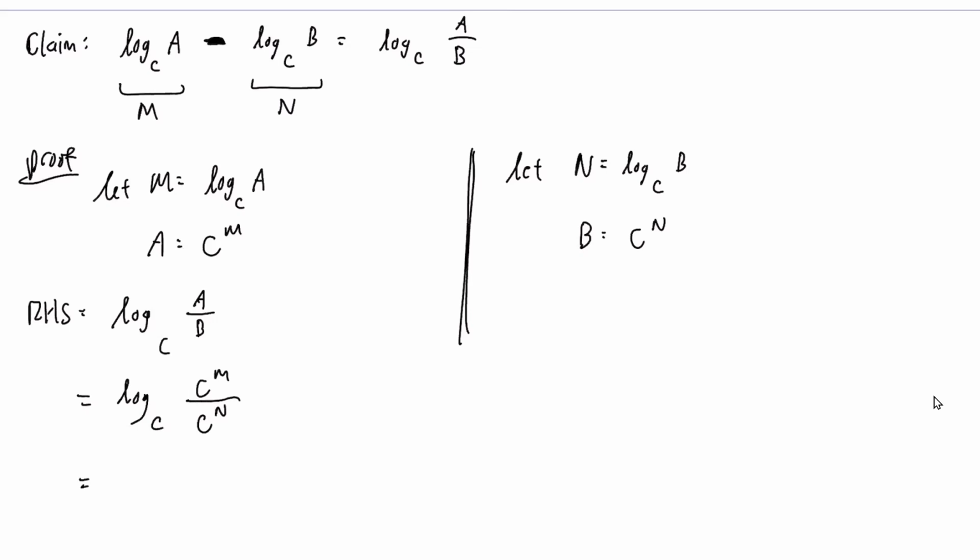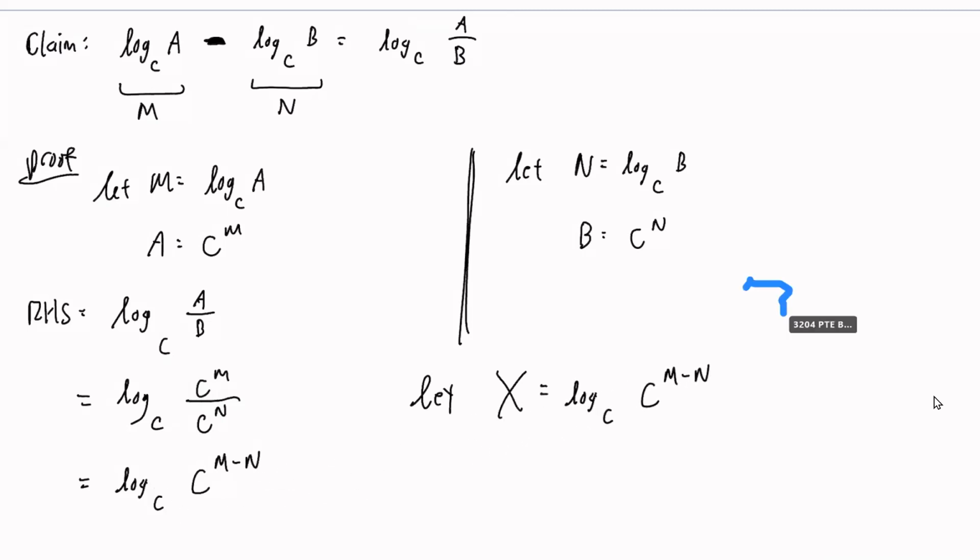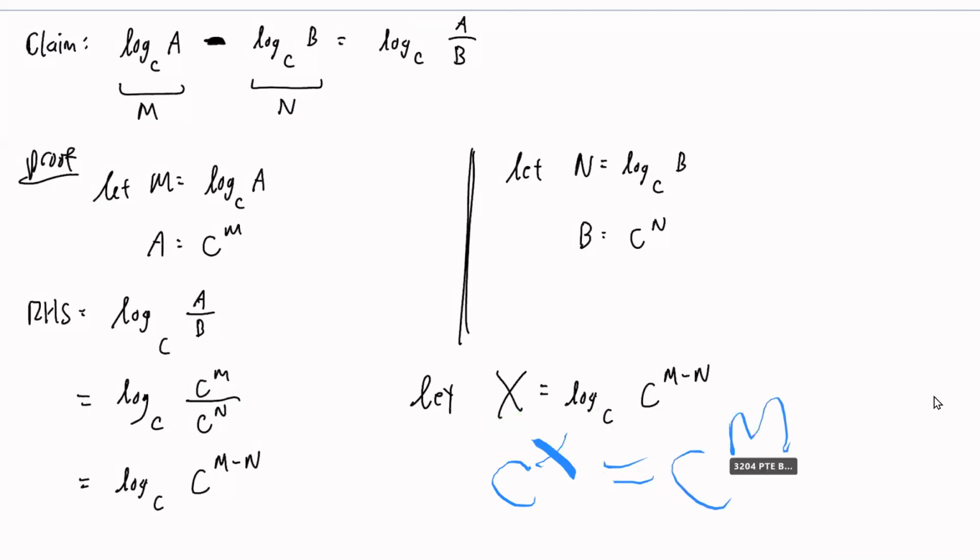What do you notice? Same base, different power, but you divide. What do you do with the power? Minus: C to the power M minus N. So you get log base C of this expression. Again, you cannot use the power rule or change of base rule. You have to use the definition. So we let X equal log base C of C to the power M minus N. The definition tells you the C can bring over, so you get C to the power X equals C to the power M minus N.